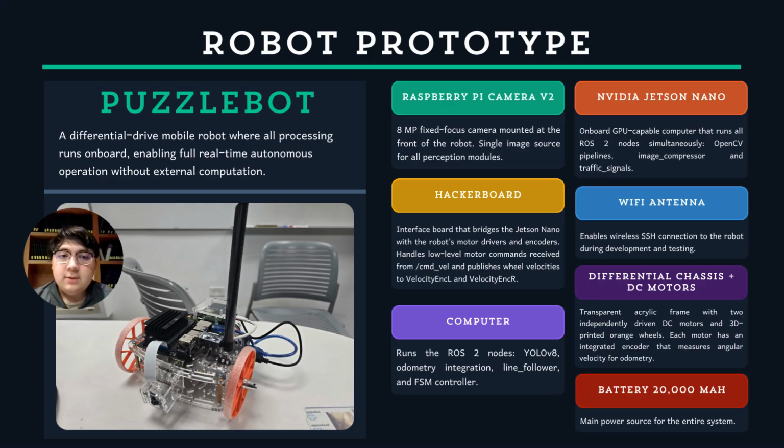The robot is a Puzzlebot with a differential drive chassis. It's equipped with a Raspberry Pi Camera V2 for all vision tasks, a Jetson Nano for onboard AI processing, a Hacker Board connecting the computer with the motors and encoders, a Wi-Fi antenna, and a battery.